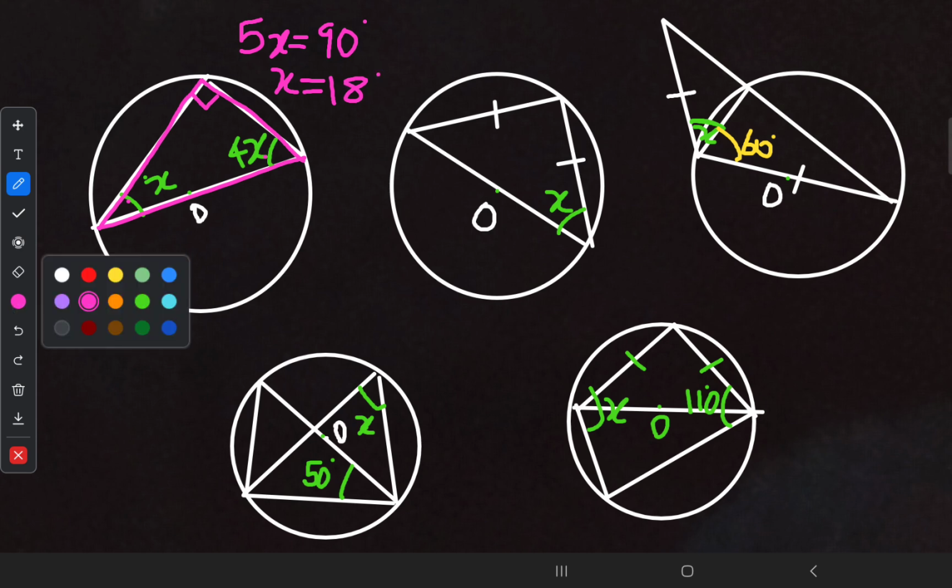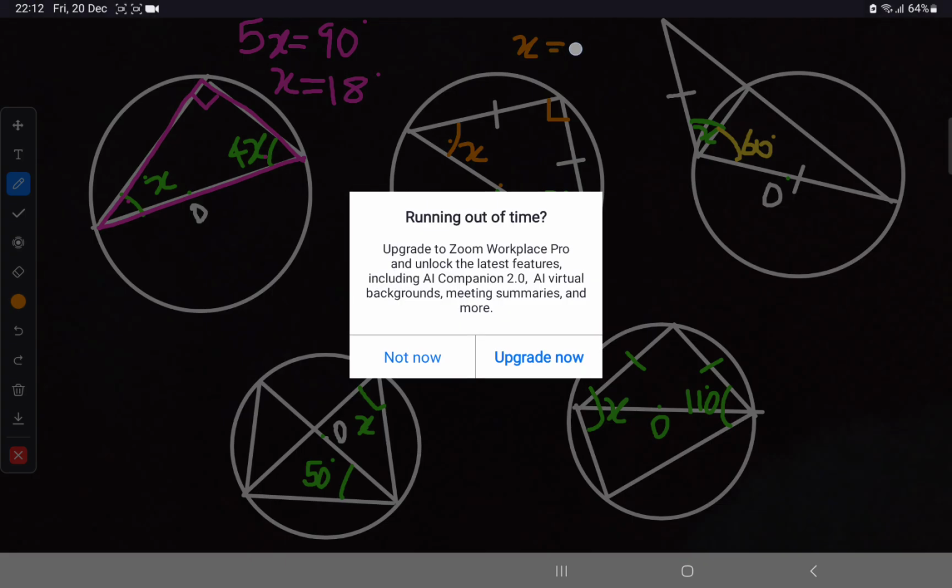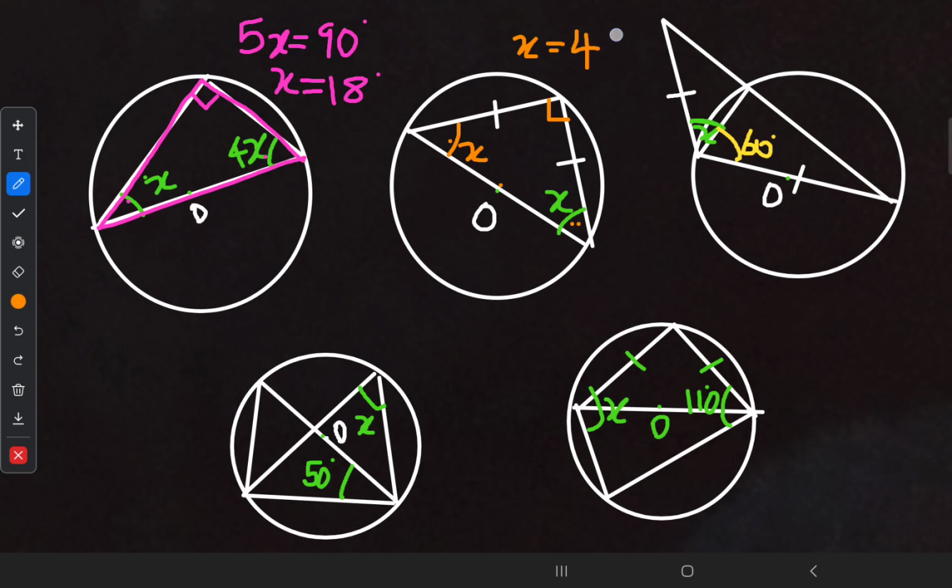For the second question, this is our midpoint now. So this would be a diameter, a half circle triangle. A half circle triangle would be a right triangle. It's 90 degrees. If this one is x, according to the isosceles triangle, this one also would be x. So x plus x is 90 degrees. So x would be 90 divided by 2, that is 45 degrees. X equals 45 degrees.